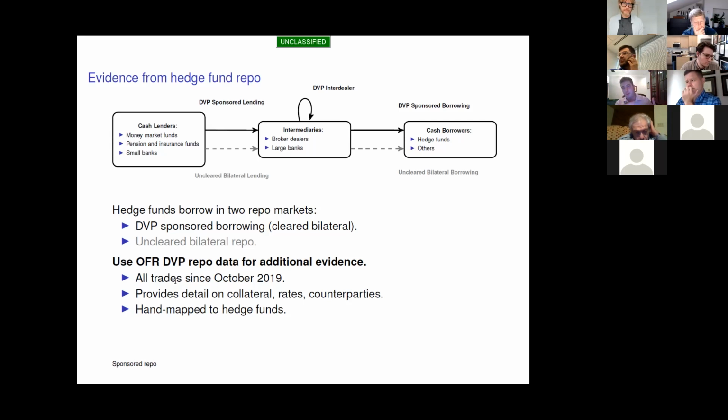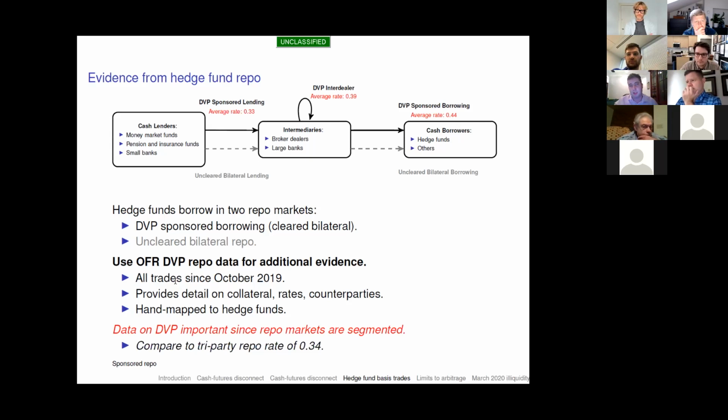Now, I just mentioned something about repo costs here. This is where it becomes important that we're actually going to be able to look directly at some hedge fund trades, specifically because the repo markets in general are fairly segmented. Between sponsored borrowers like hedge funds in DVP and sponsored lenders like money market funds, there's about a 10 basis point spread, which may not sound like a lot, but this is all overnight borrowing and lending against treasury collateral, so it's larger than it might otherwise seem. Now, in comparison, if we look at a tri-party repo contract, we're seeing about the same rate that we see in DVP sponsored lending, which makes sense because tri-party is mostly money market funds lending to dealers.